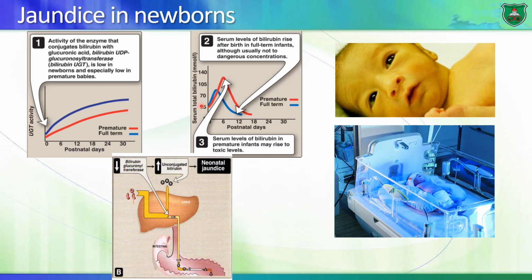Now, usually normal infants have a high concentration of bilirubin, but these high levels are not toxic. But in premature babies, the levels would be very high. They can be very toxic. So a solution is to expose infants to blue light. What blue light does is that it breaks up bilirubin into a more hydrophilic molecule that can be eliminated easily.